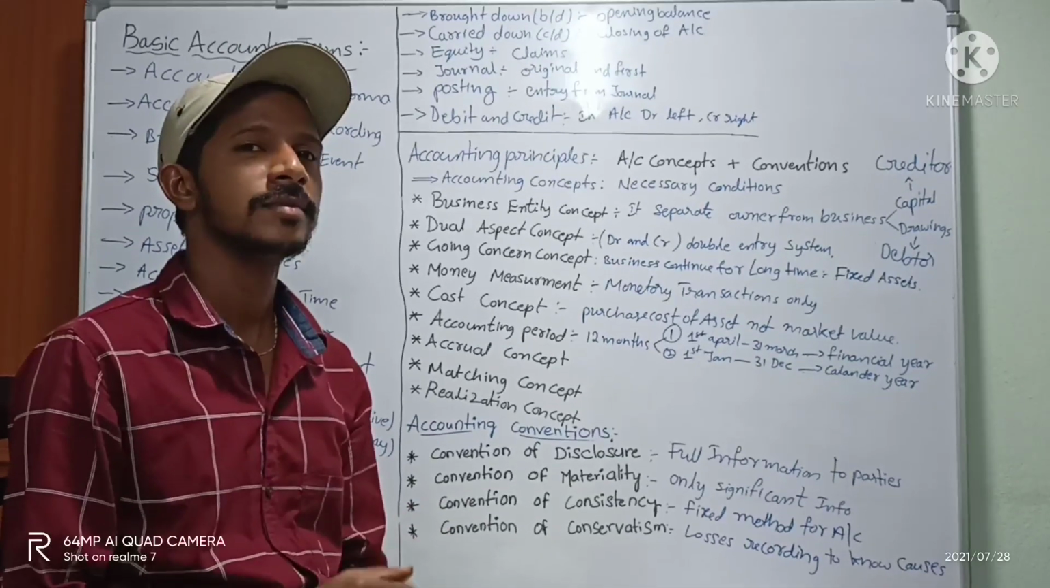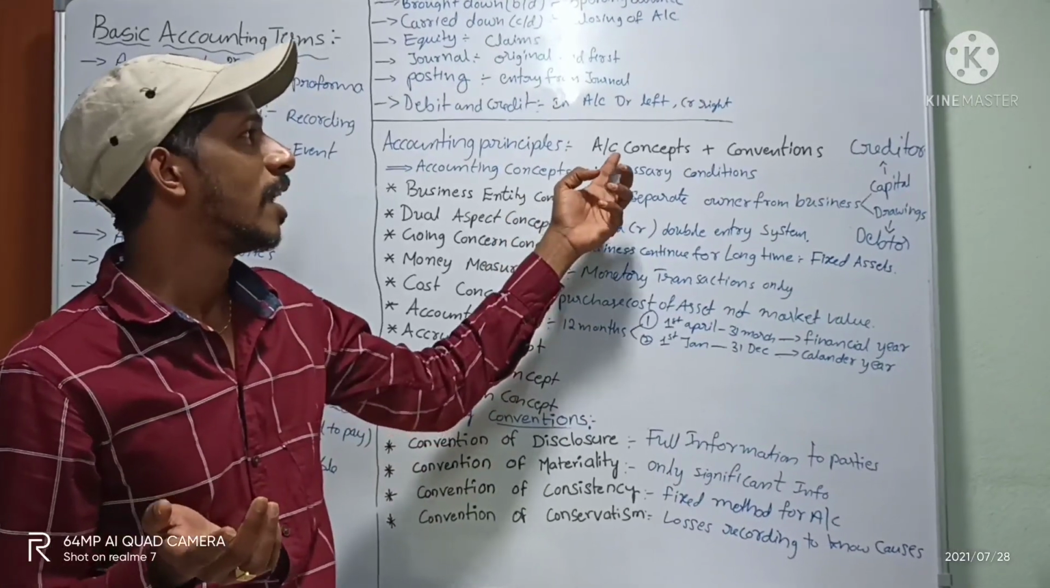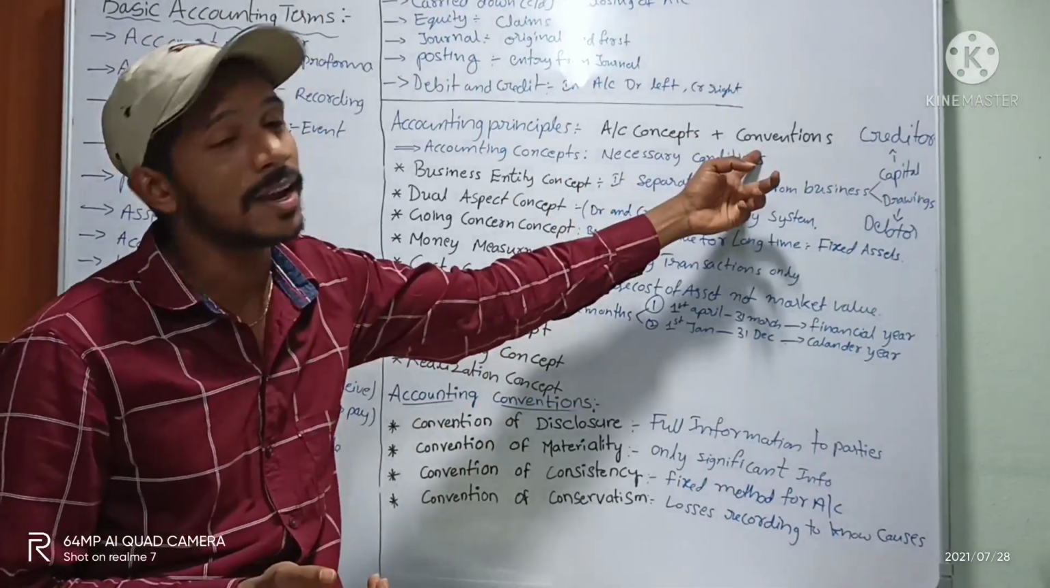Today we are going to learn a very important and easy method. We are going to see about the accounting principles. Accounting principles contain the concepts and conventions. Accounting principles include the accounting concepts and accounting conventions.